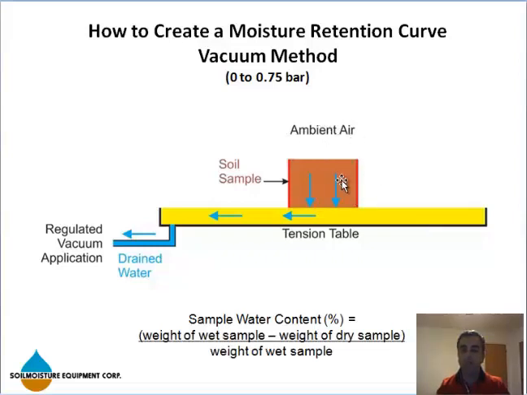So you start with a saturated sample over a saturated tension table, start applying a regulated amount of vacuum, and once the sample comes to equilibrium with the vacuum level applied, in other words, when your sample stops dripping water or draining water, then you go ahead and remove it from the tension table, weigh it wet, weigh it dry, and basically calculate the soil water content. And that would be another point for your moisture retention characteristic curve.